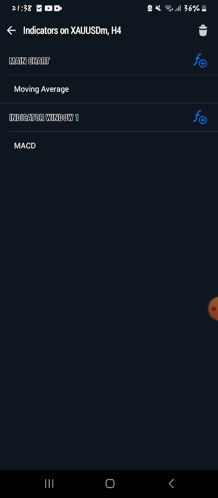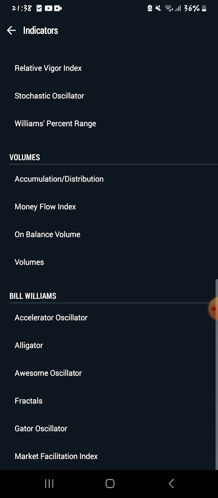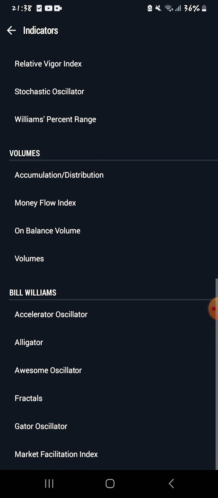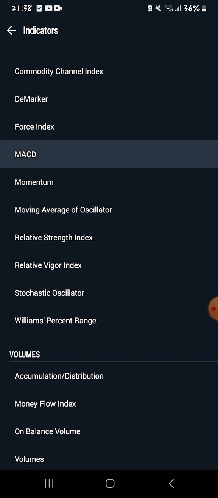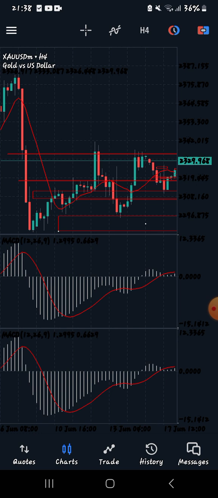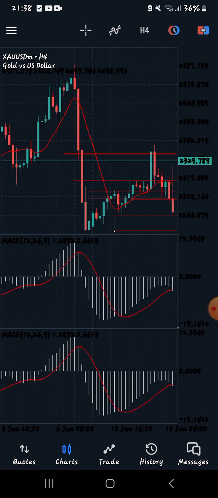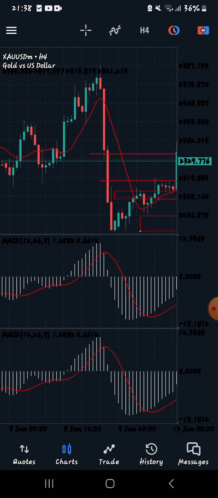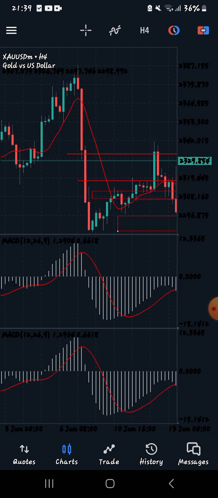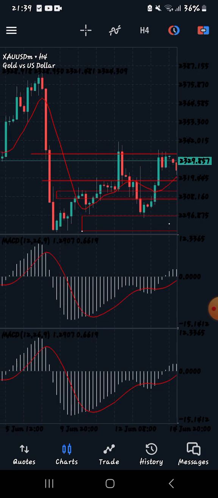This one is about the indicator, if you want to add any indicator. For today, you have not learned anything about indicators. For me, I use MACD. This one is saved, you can see there is a MACD. I have added another MACD. That is what I use. That is all about that.